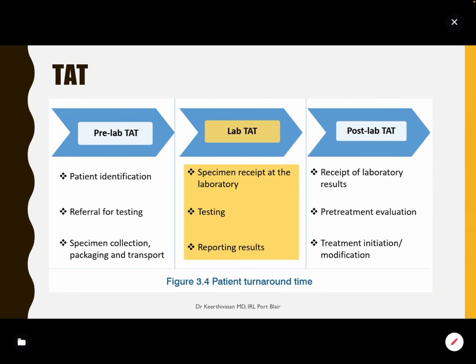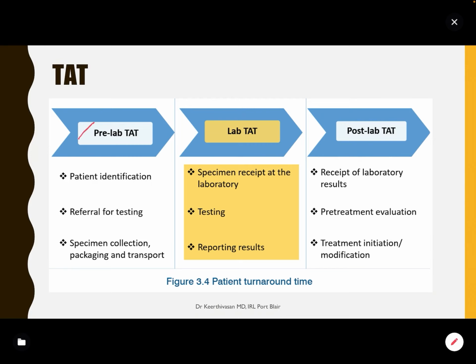So coming to turnaround time, as we are progressing more and more towards TB elimination, for all the services which are given through the National TB Elimination Program, there are certain quality indicators. In the sense that when a test is given for a particular patient who is a TB suspect, how long does it take for him to get the result? So it is broadly divided into three parts.